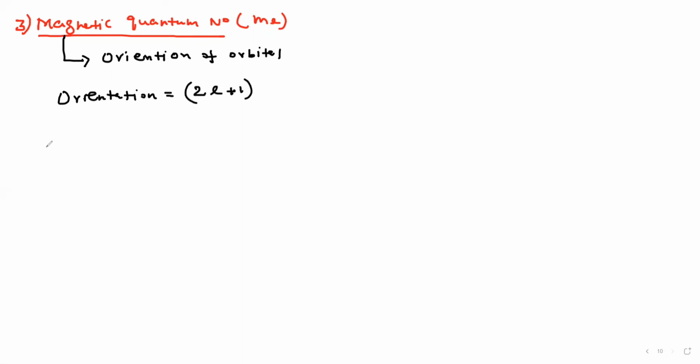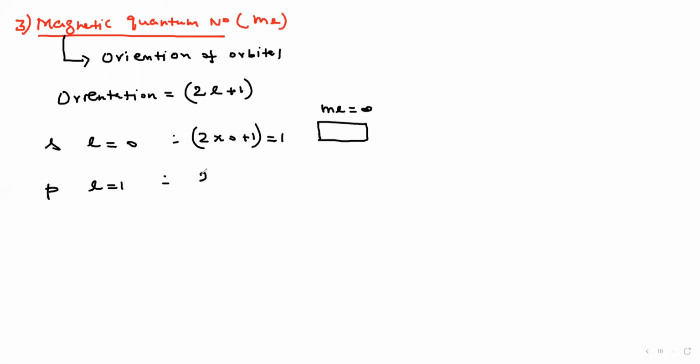For the s orbital, what is the L value? 0. What is the orientation? 2 into 0 plus 1, therefore the answer is 1. Therefore, only one orientation, and the ML value is 0. Now, the p orbital. The L value is 1. Using the formula, 2 into 1 plus 1 is 3. Therefore, there are 3 orientations, so I put 3 boxes.